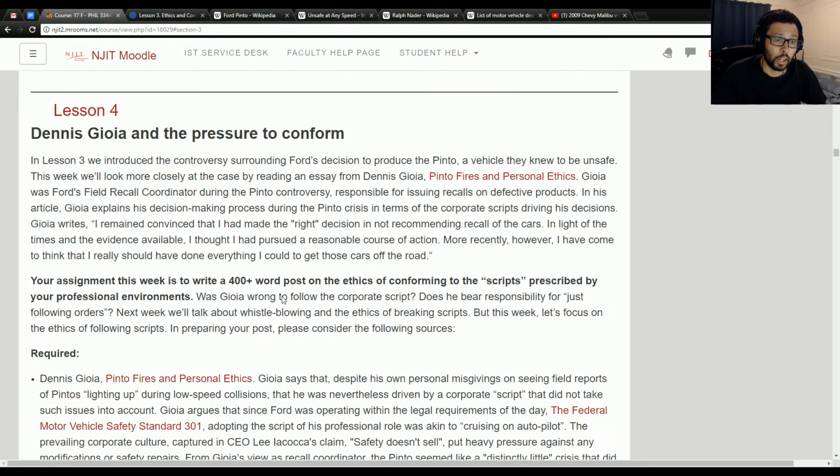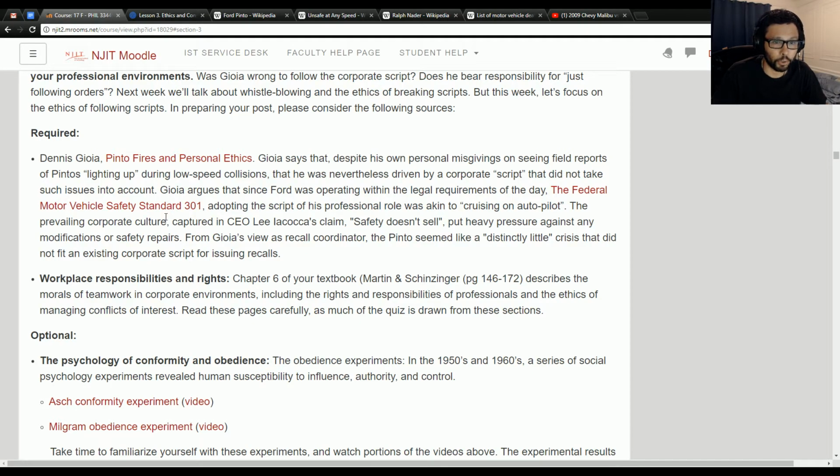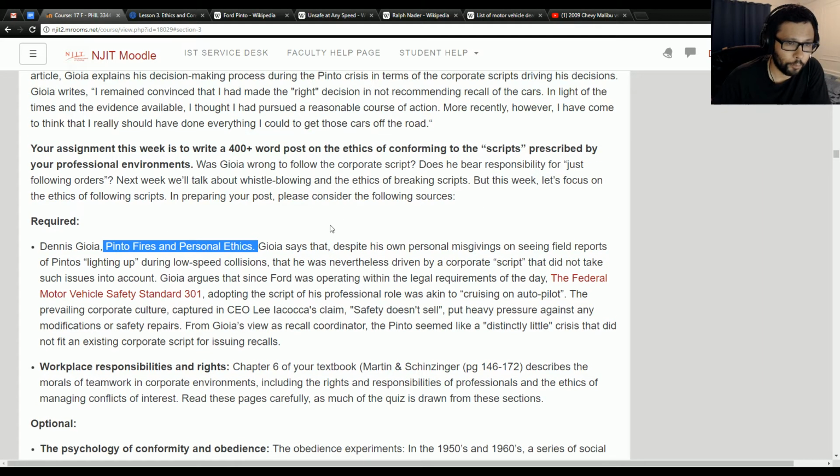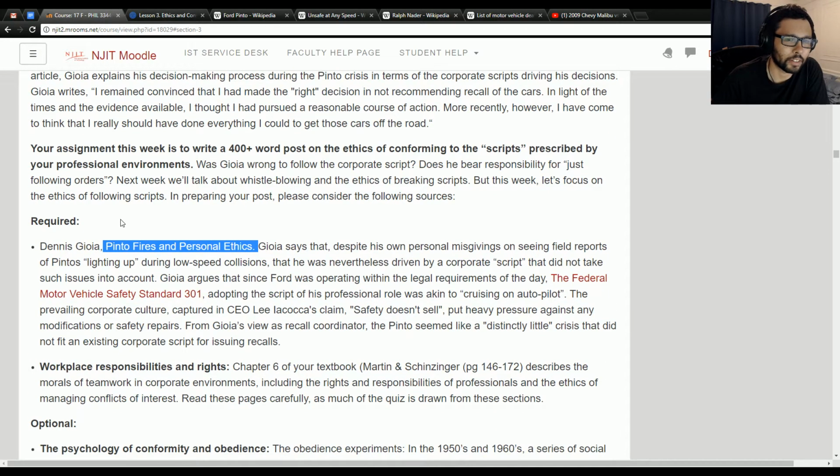Next week, we're going to continue talking about the Pinto, and we're going to look at Dennis Gioia's story. Dennis Gioia was the field recall coordinator at Ford. He was the guy who was responsible for issuing a recall, but he doesn't. And he wrote up an article called Pinto Fires and Personal Ethics, where he explains why he made the decision to not issue a recall. So we'll look next week at the person who could have made the decision to stop the Pinto from going on the road, and why he didn't make that decision.